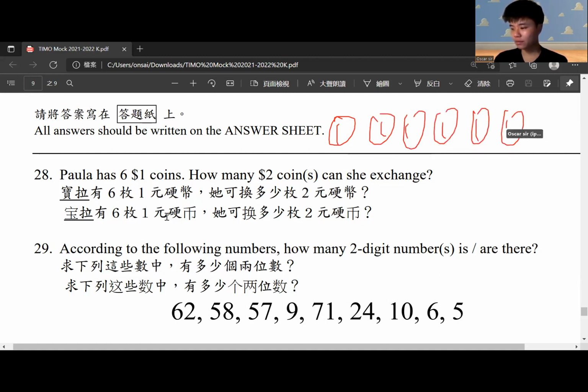And Paula, three coins, okay, three coins, yeah. Right? Then the answer is 3.